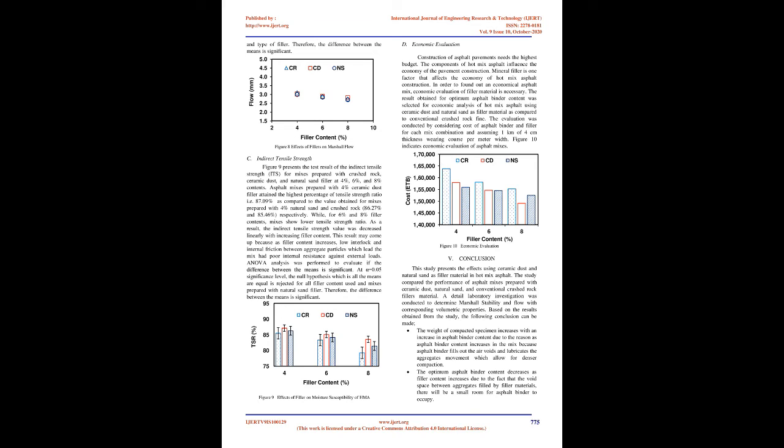Flow. Figure 8 indicates the relationship between flow value and filler content. Mixes prepared with 6% and 8% ceramic dust filler resulted in the highest flow. Flow increases with an increase in asphalt binder content because friction between aggregate particles decreases with thicker asphalt binder films.